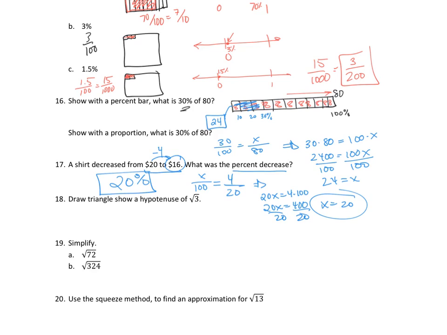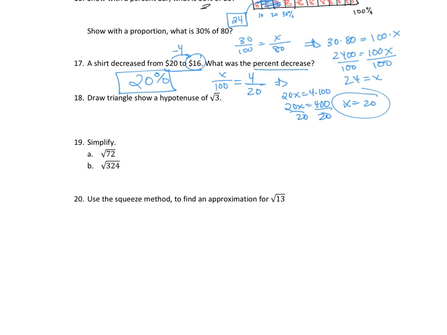All right, for 18, 19, 20, these are going on to the real numbers. So if we want to draw a triangle with a hypotenuse of radical 3, if this is radical 3, we showed that this could be 1, and then this could be radical 2. So by Pythagorean theorem, radical 2 squared plus 1 squared, that's 2 plus 1, will equal our hypotenuse squared. So 3 equals c squared.